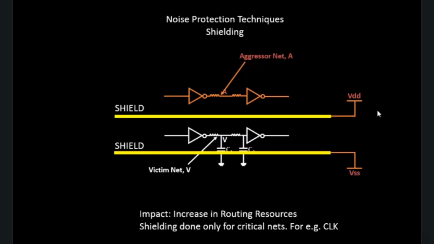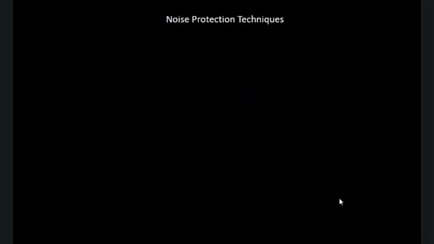So in the last video we saw a technique of shielding, that is basically creating a wall between the aggressor and the victim, and that was very much helpful in protecting the noise between the aggressor and the victim. There is one more technique, there are two more techniques actually. So let's look into the next one.